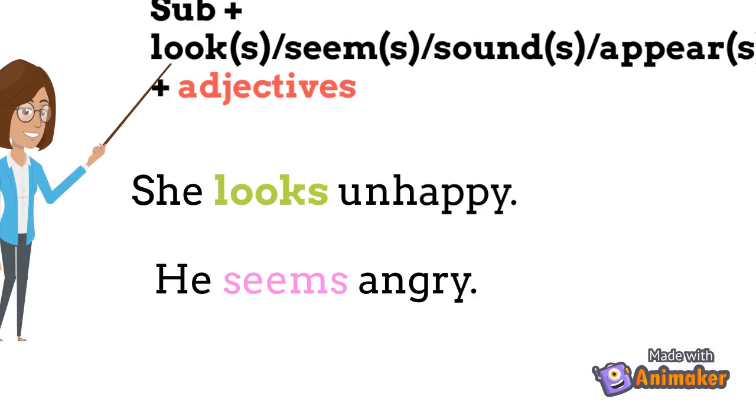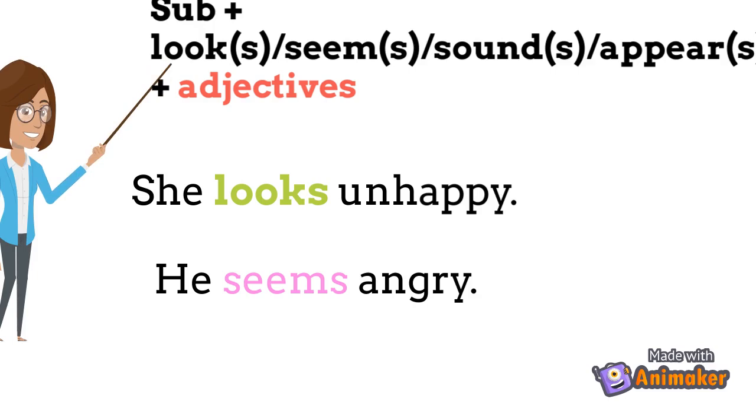Firstly, we can use an adjective after any of these 4 words. Let's see some examples. We can say, "She looks unhappy." Or, we can say, "He seems angry." Do you notice? We use the adjectives unhappy and angry after look and seem.